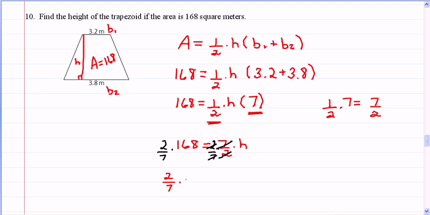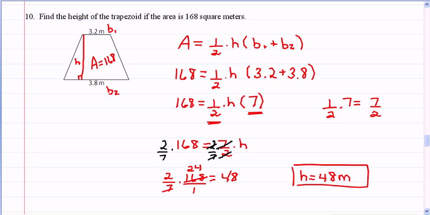So 2/7 times 168/1. 7 divides into 168 24 times, and 2 times 24 is equal to 48. So therefore we have a height equal to 48 meters. So when you're finding missing parts, you don't have to put square units, you just put the units.